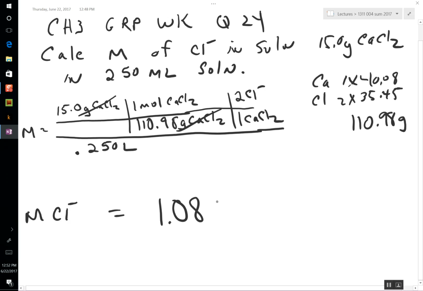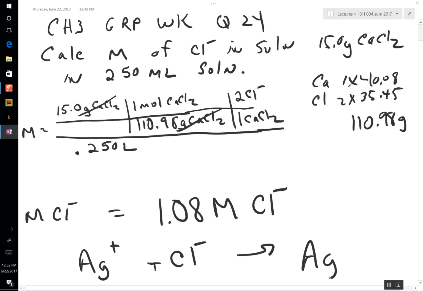Is this right? All right, there are times when that is what you want to know. If you know something has silver, that silver ions are going to react with chloride ions to form, for example, silver chloride.